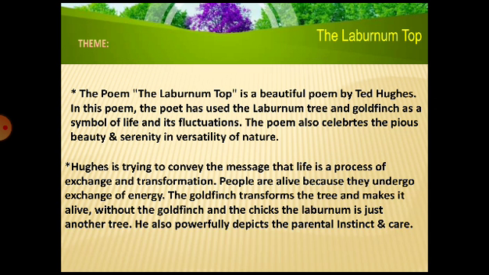Let's discuss the theme of the poem. It's a beautiful poem, and in this poem, the poet has used the laburnum tree and goldfinch as a symbol of life and its fluctuations. The poem also celebrates the pious beauty and serenity in the versatility of nature. Its 4 seasons are marked with their own hues, music, and movements, and each season enthralls us with its specific characteristics. The autumn season is marked with its silence and serenity, but it has its own movements, own motion, music, and thrill. The laburnum top is symbolic of this peace and serenity.